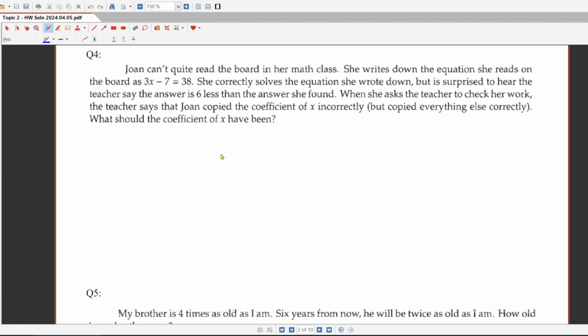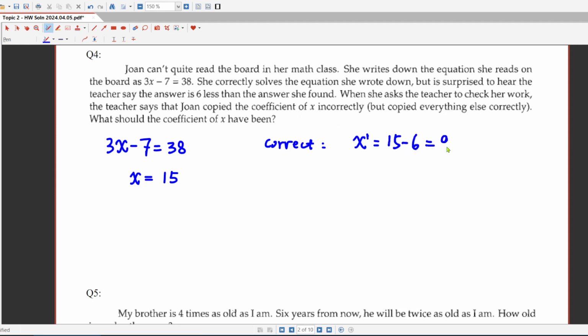Okay, any thoughts here? Okay, so according to Joanne's answer, 3x minus 7 equals 38. Therefore, x equals 15, right? And the teacher says the answer is 6 less than the answer she found. So the correct answer is, let's say the correct answer is x prime. X prime is 6 less than the answer she found, which means that's 15 minus 6, which is 9, right?